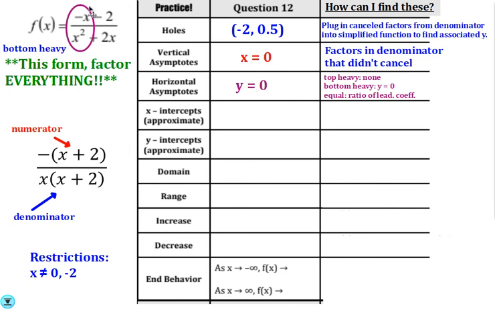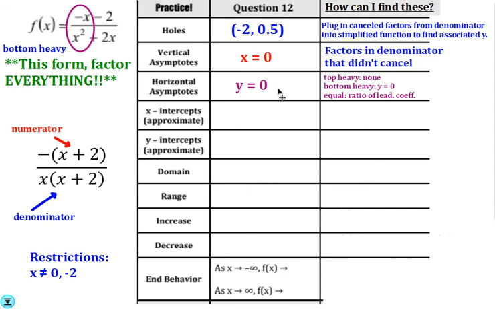Top heavy would be if I had like 3 x to the third over x squared, and you would have no horizontal asymptote in this case. It creates what we call a slant asymptote, but we are not going to get into that. If you want to know what a slant asymptote looks like, you can look at number 6 on the graphs. That kind of funky looking shape is what we would call the slant asymptote, but you'll not be responsible for that on this unit formal. Just a FYI.